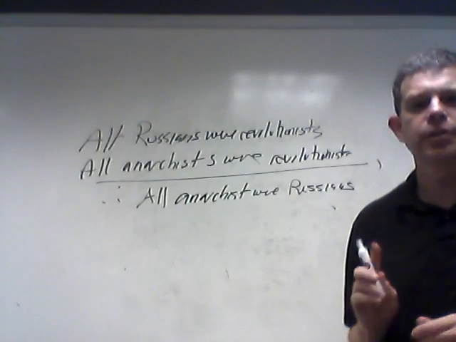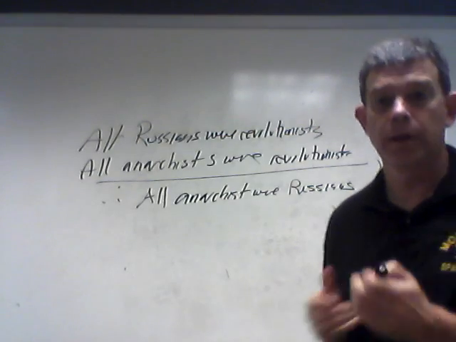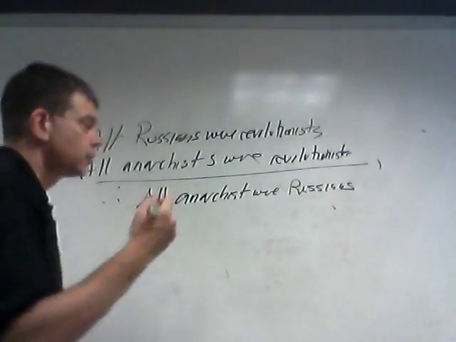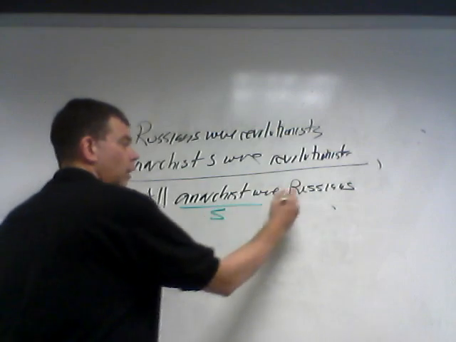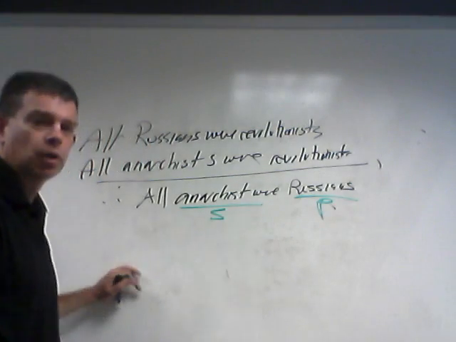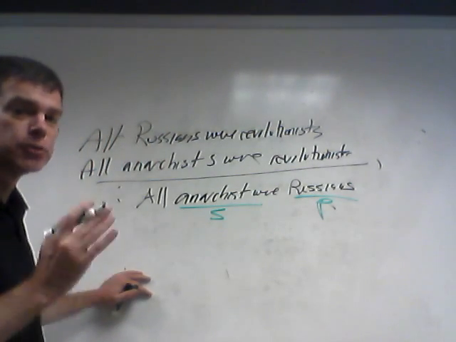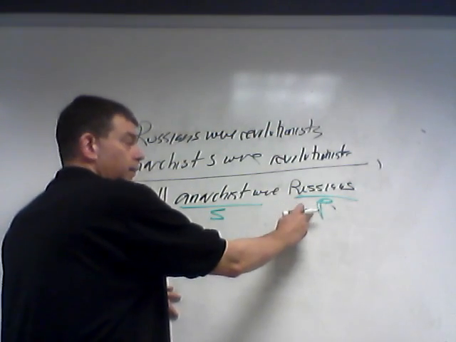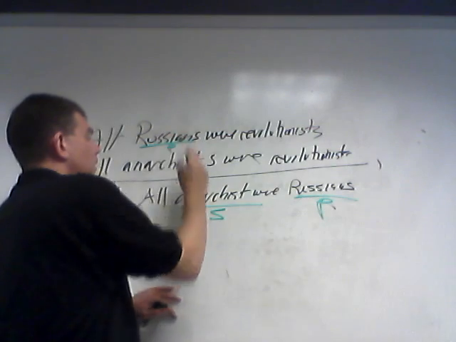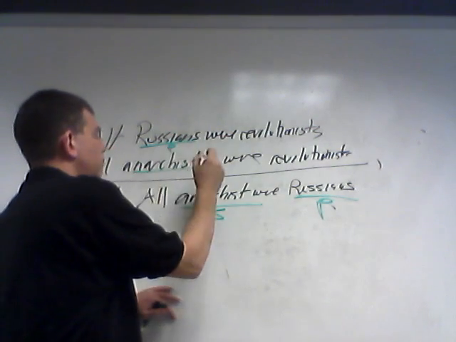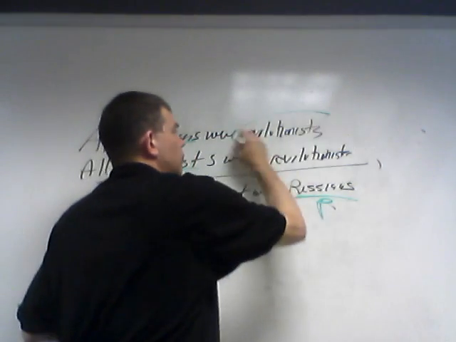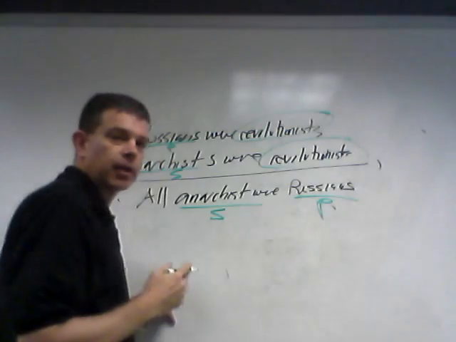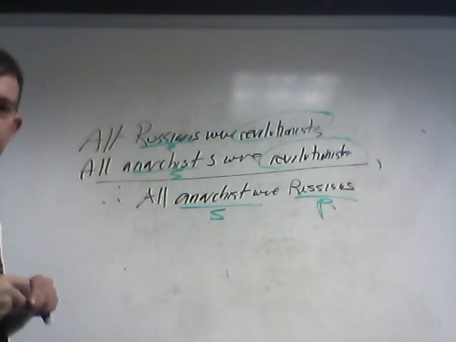First thing we always do when we get a syllogism is we break it down into our major, middle, and minor terms. Okay? So let's do that first. And we know we always have a subject and a predicate in the conclusion. We know the major term is always the predicate term in the conclusion. So it's Russians. Minor term is anarchists. Boom, there it is. That means my middle term in this particular syllogism is revolutionists.